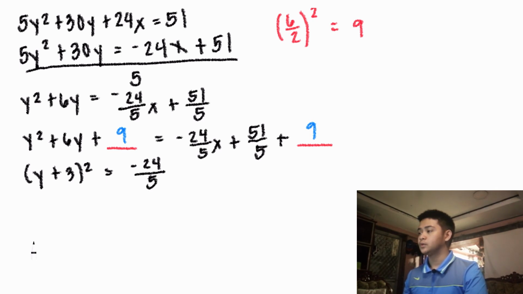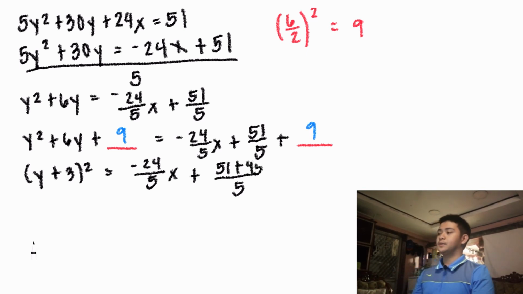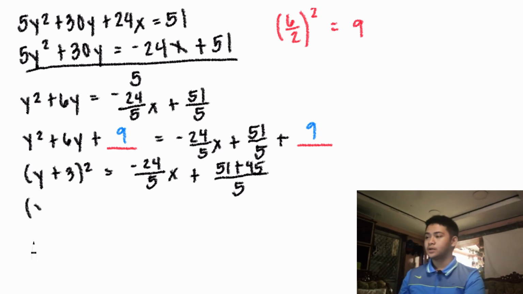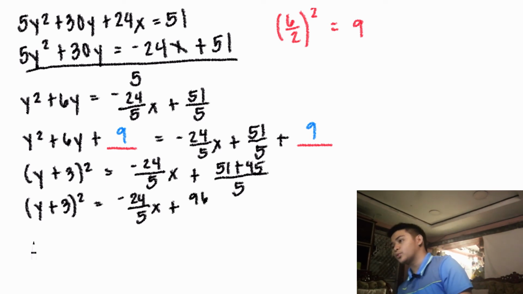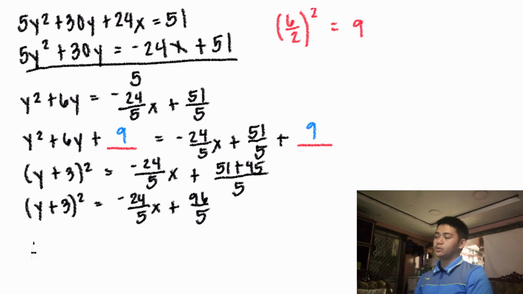So y plus 3 squared equals negative 24 over 5 x plus 51 over 5 plus 45 over 5. Okay, so let's copy y plus 3 squared, equals negative 24 over 5 x plus 96 over 5.